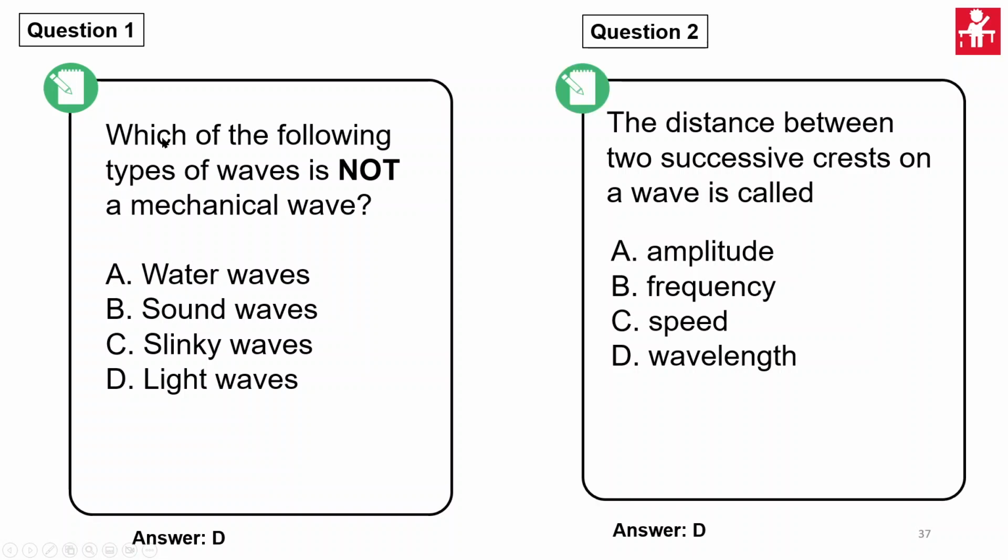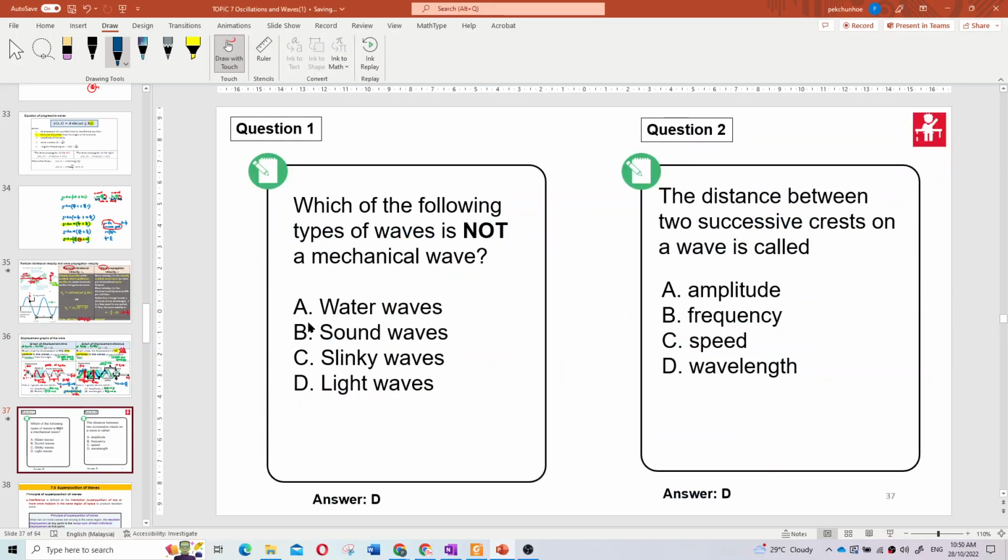Okay. Now here there are two questions. Which of the following waves is not a mechanical wave? Which one? Light. Light is not a mechanical wave because it's an electromagnetic wave. Why is light not a mechanical wave?